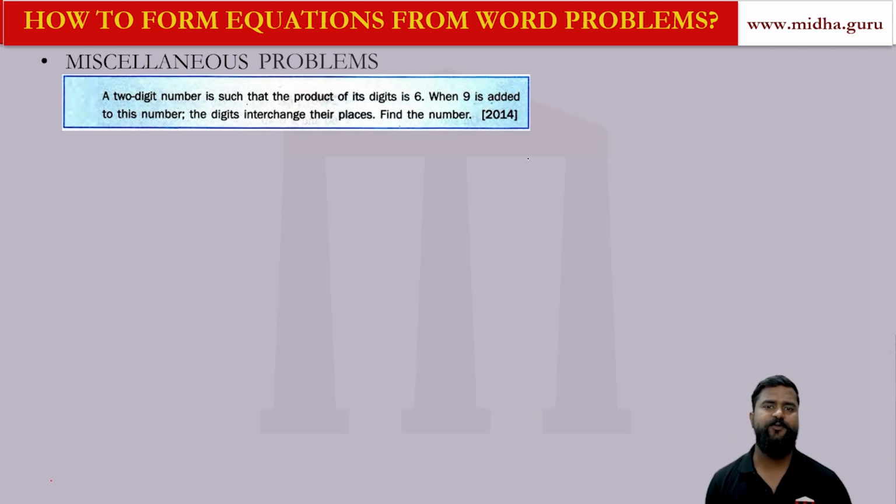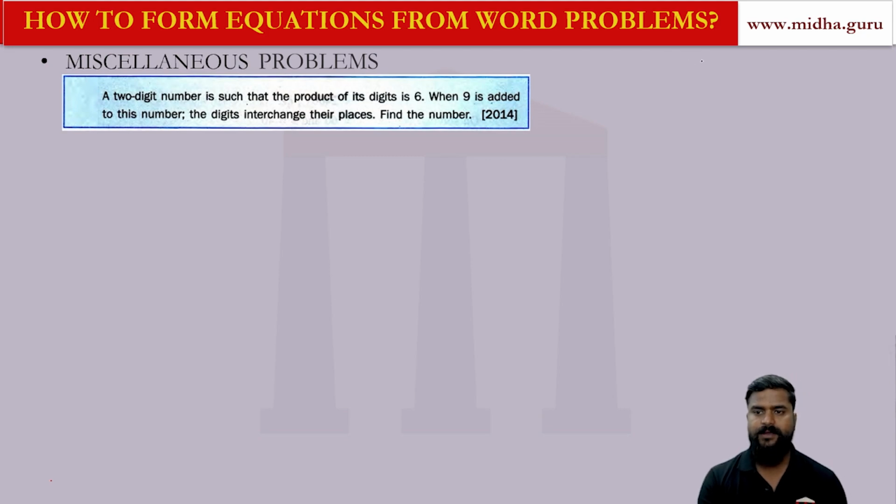So now there's another type of problem that says 2-digit numbers. In 2-digit number problems, you'll have a 2-digit number and the relation will be between the digits of the number. So it says a 2-digit number is such that the product of its digits is 6. When 9 is added to this number, the digits interchange place.